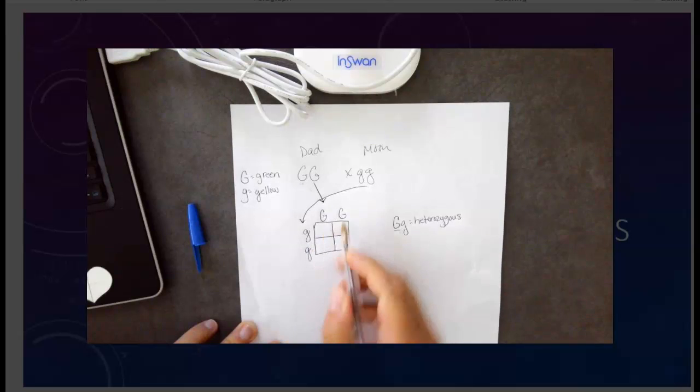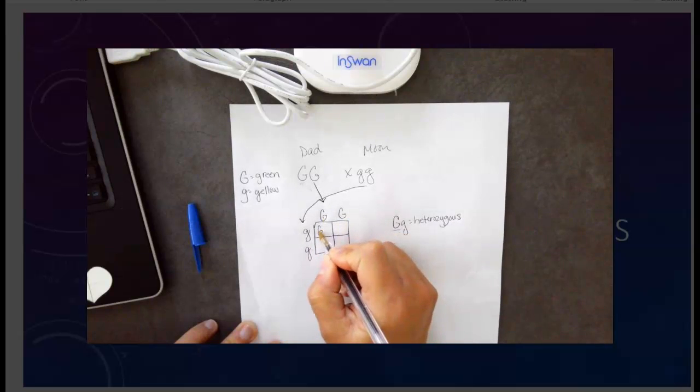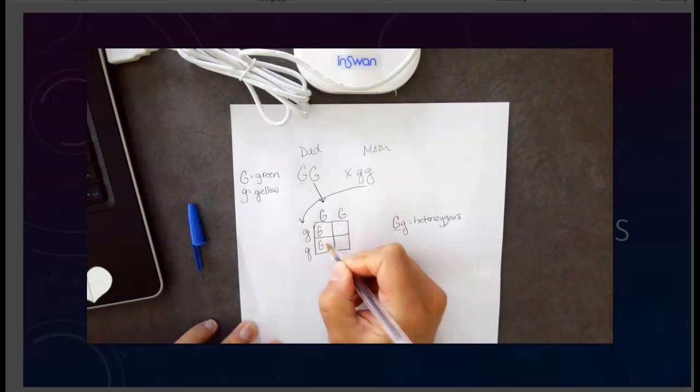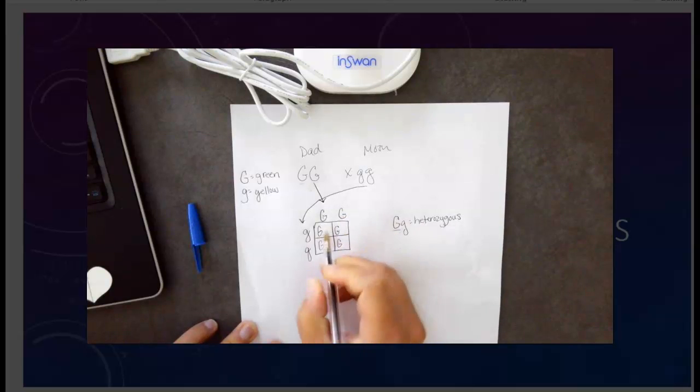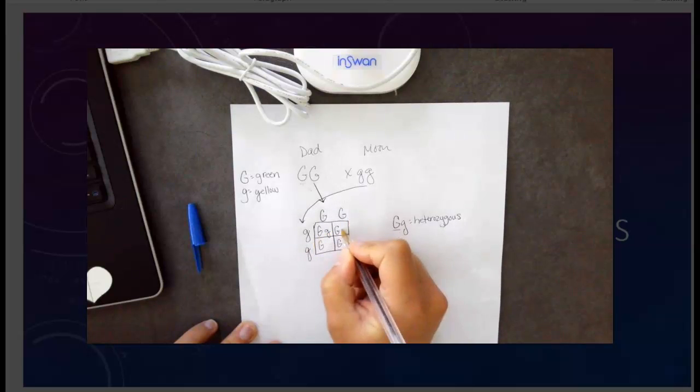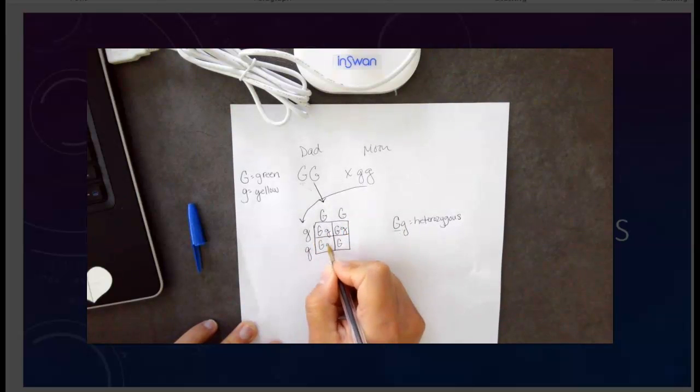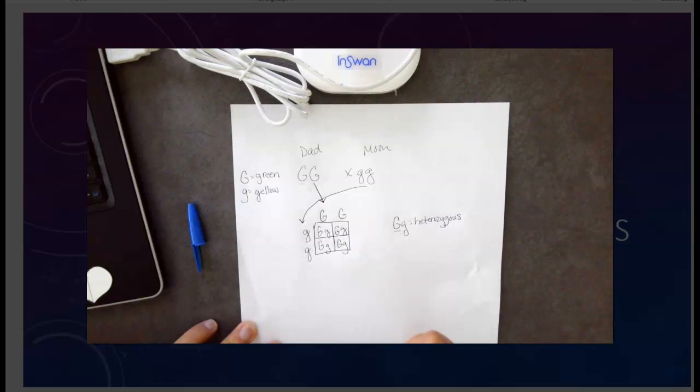So now that you've put Dad along the top and you've put Mom along the side here, you're going to fill in the box. So I'm going to go down capital G, capital G. You're just bringing them down. Capital G, capital G. Okay, now go across. Little g, fill it over, little g, little g. Okay, so these are your offspring.